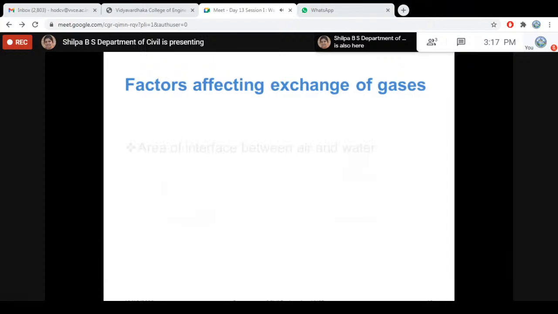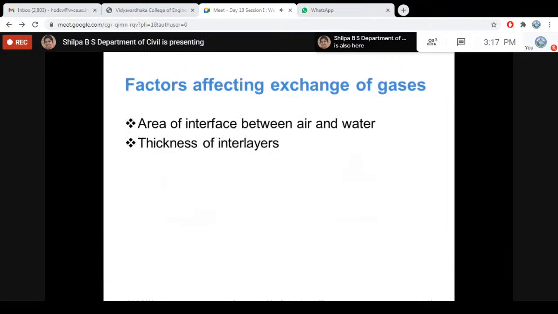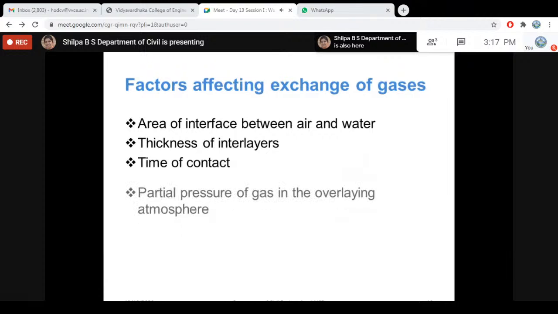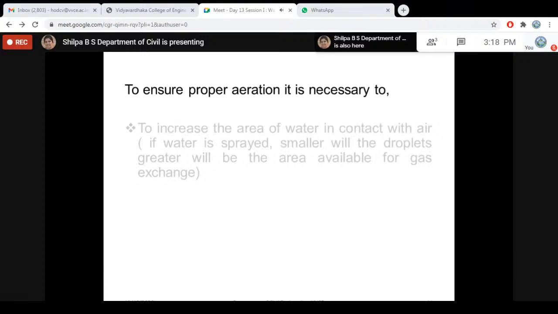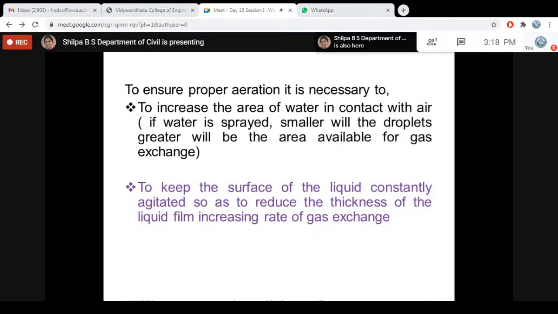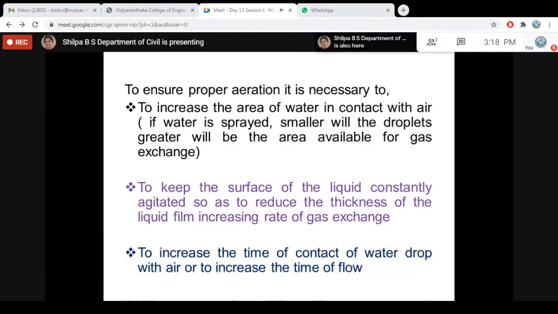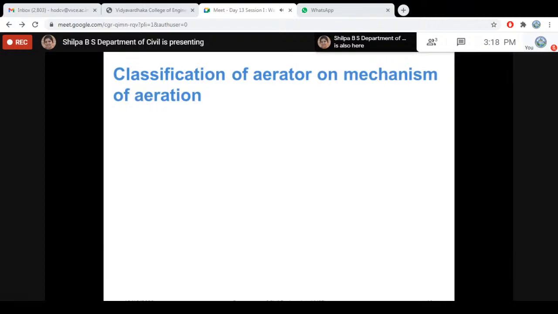So we have discussed the factors affecting the exchange of these gases. It is mainly the area of interface, thickness of the interlayers, time of contact, the partial pressure of gases, and the degree of saturation value of the gas in the water. And to ensure proper aeration, we increase the area of water contact with the air, keep the surface of the liquid constantly agitated so that we can increase the rate of gas exchange, and to increase the time of water contact with the air, we can increase the time of flow.